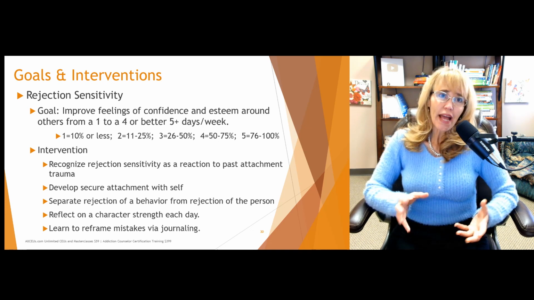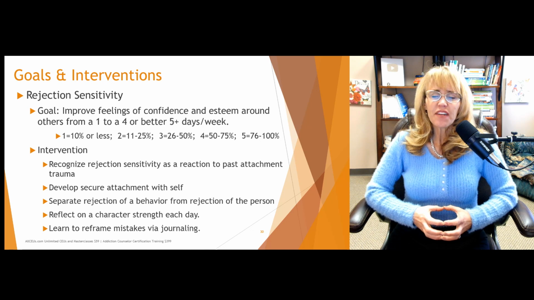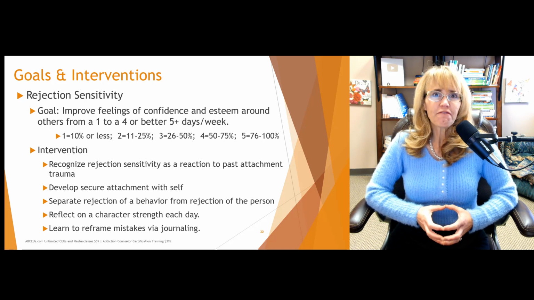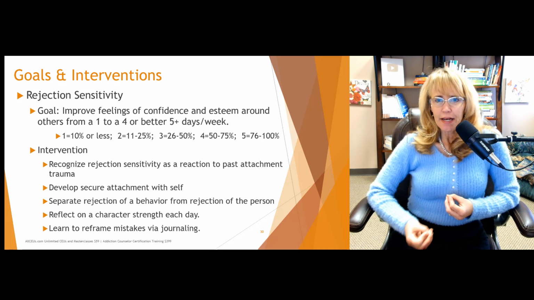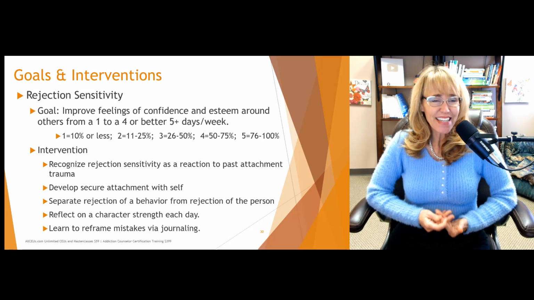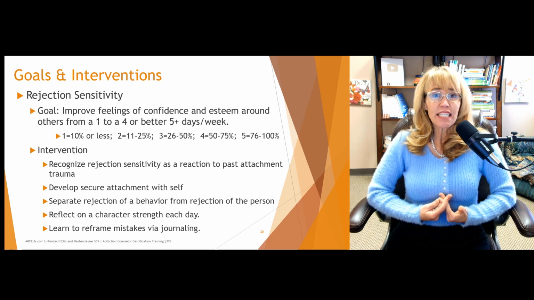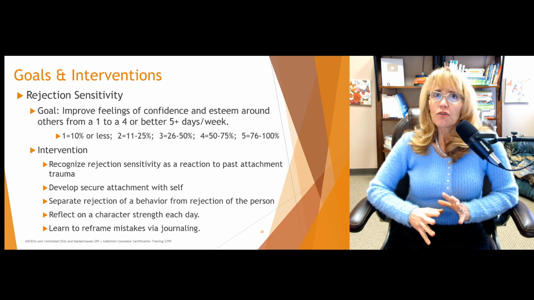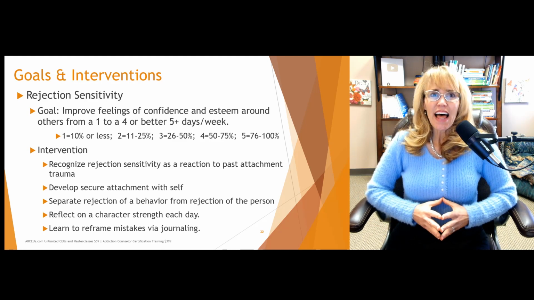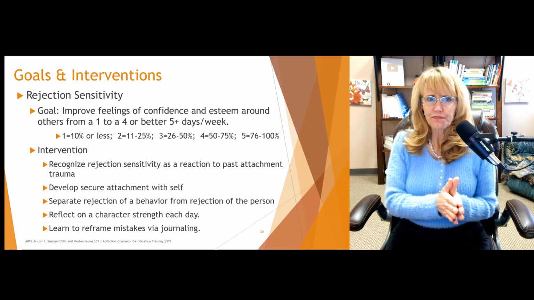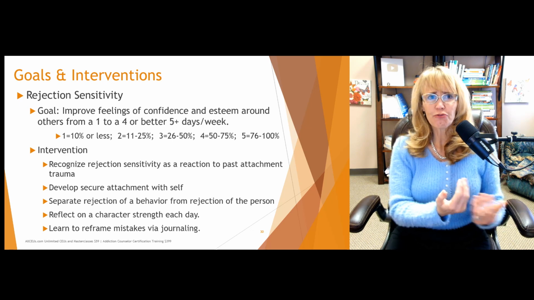So the goal, or a goal, is to improve feelings of confidence and esteem around others from a 1 to a 4 or better 5 or more days a week. Now, what we're talking about here is helping the person recognize, for one, that they are valuable as an individual, so they're not as dependent on others for validation. Now, it's likely that they will have some work to do working through insecure attachment issues and rejection trauma from childhood when it comes to dealing with rejection from other people.